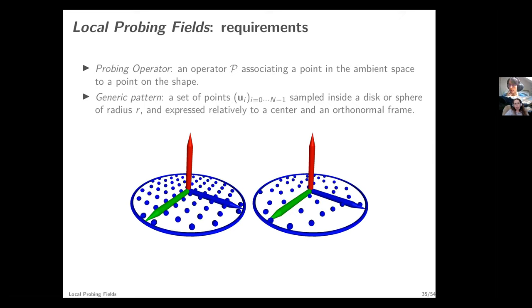So we'll need two ingredients to do so. First, we'll need a probing operator, which is an operator which associates a point in the ambient space to a point on a shape. And we'll also need a generic pattern. So this is the blue sampling here, which is basically a set of points sampled inside a disk or a sphere and expressed relatively to a center. So it can be either regular or completely random. What we'll use in our experiments is a regular sampling, but we tried the experiment as well with a random sampling and it works well.